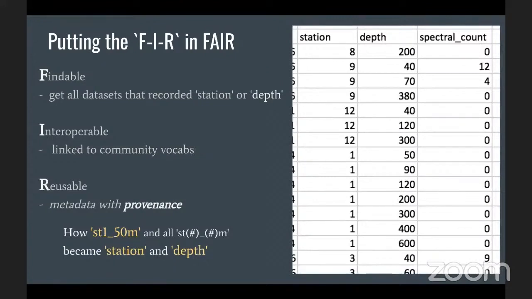We also want to make sure that these, and I know this is a reproducibility talk, so to link it to the interoperability topic here in this session, we want to link these columns in tabular data sets to community vocabularies to improve findability and interoperability with other data sets. But really here, what I'm interested in is the reusability aspect of data versioning. And so really it's that metadata with provenance that we can use to describe this change in this station depth column into these new two columns of station and depth individually.